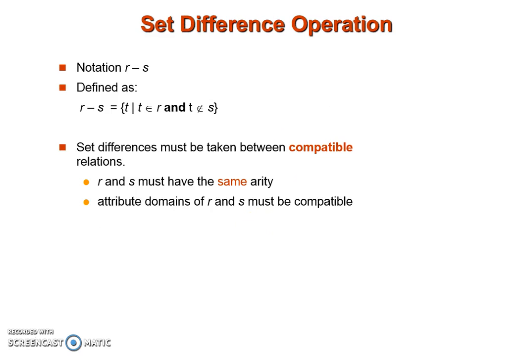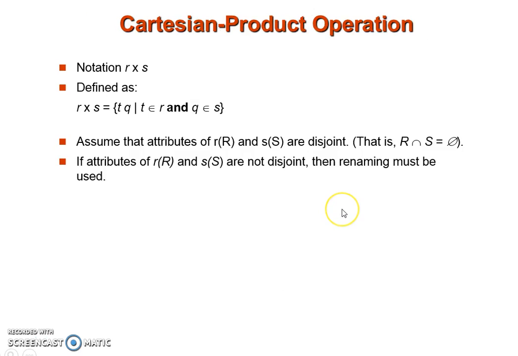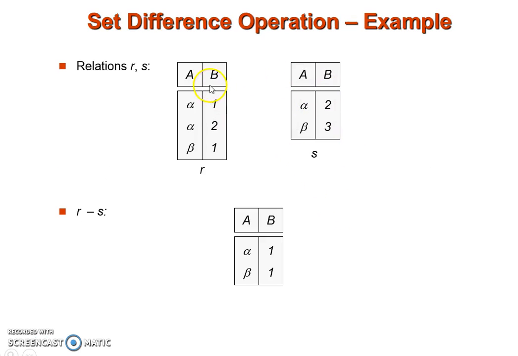The next operation is the set difference operation. Its notation is R minus S, defined as the set of tuples t such that t belongs to R and t does not belong to S. We select only tuples that belong to one relation. Here we follow the same compatibility rules: R and S must have the same arity, and the attribute domains of R and S must be compatible. In the general example, R and S consist of the same attributes A, B and the domains are the same. Now for R minus S, whatever is common in both is eliminated, and the rows present in only R are taken, but it also depends on their positions.